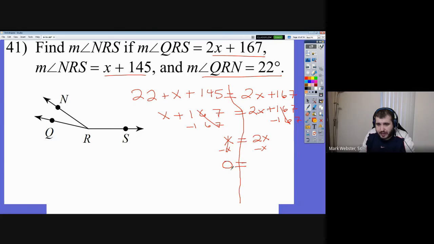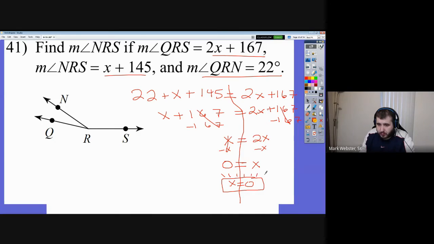Please put a 0 down on the paper. Don't leave one side blank. 2x minus 1x is just 1x. And so we get x is 0. Now I want to be very clear.